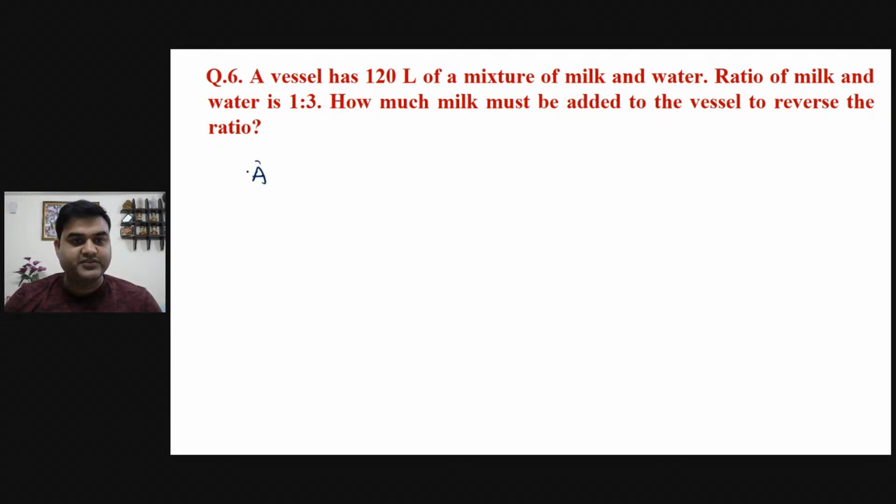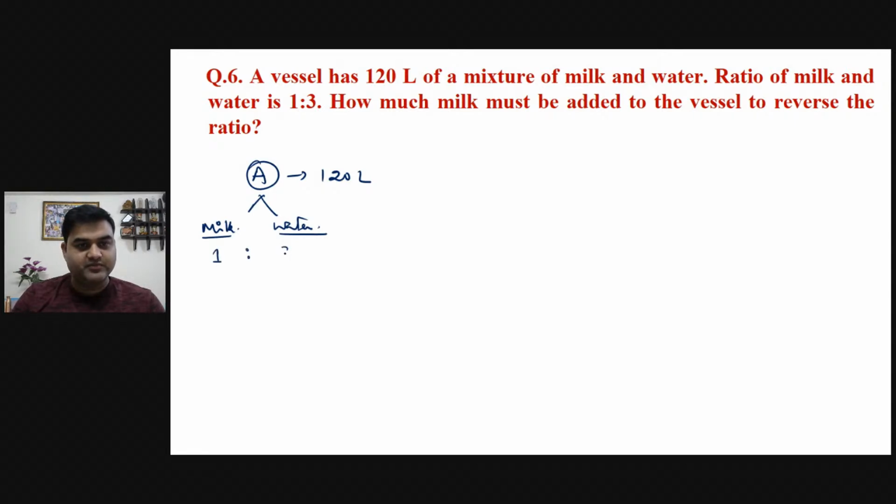So the first mixture, if we talk about the first item, has a quantity of 120 liters and is a mixture of milk and water, right? The ratio of milk and water is 1 is to 3. How much milk? So this is B. What should be added? Milk should be added. How much milk? This is X. We do not know how much milk should be added.